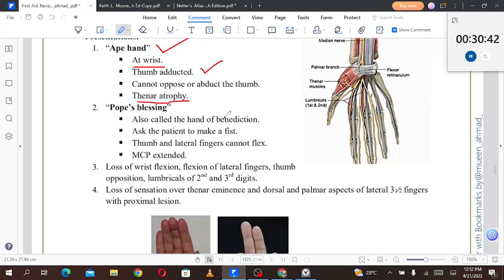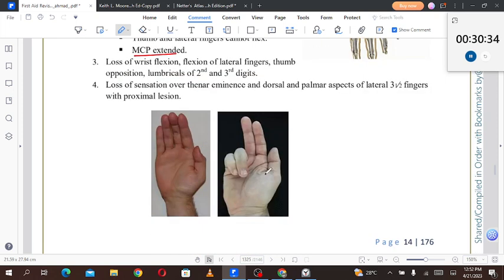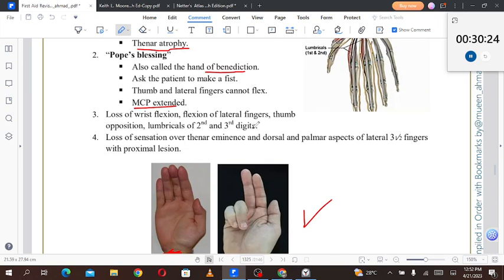Pope's hand, also known as hand of benediction: ask the patient to make a fist. The thumb and the index and middle fingers cannot flex. The metacarpophalangeal joint is extended. So this is the Pope's hand, and this is the ape hand. These are the two things. If there is damage at this position, there will be ape hand. And I don't know when this happens, but this is the Pope's hand or hand of benediction.